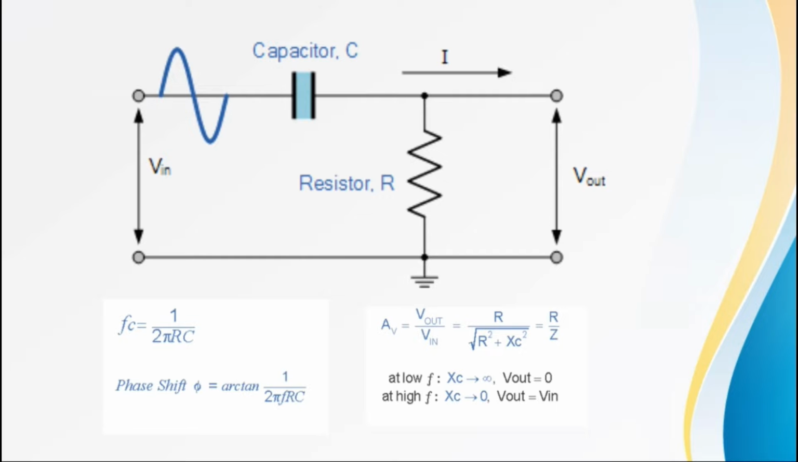Next, to calculate the voltage gain AV, it is equal to Vout over Vin, or equals R over Z, which is the square root of R squared plus XC squared. XC is equal to the capacitive reactance. Besides that, AV is also equal to R over Z. At low frequency, the capacitive reactance is equal to infinity and the Vout is equal to 0. However, at high frequency, the capacitive reactance equals 0, and the Vout equals Vin.